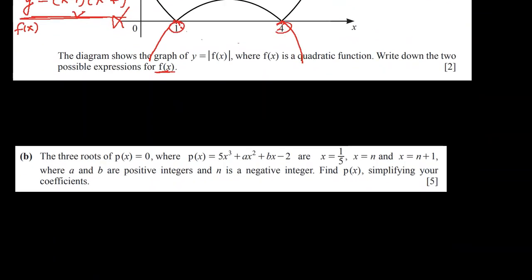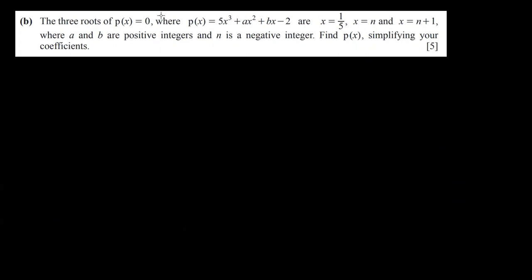Alright, there is one more part to this. The three roots of p(x) equal to 0, where p(x) is this, are these three: 1/5, n and n plus 1. That means two numbers next to each other, where a and b are positive integers and n is negative. Alright, find p(x), simplifying your coefficients. They have given you the hint, simplifying your coefficients. That means we should get something comparable to these coefficients. Alright, let's get the factors out of them.